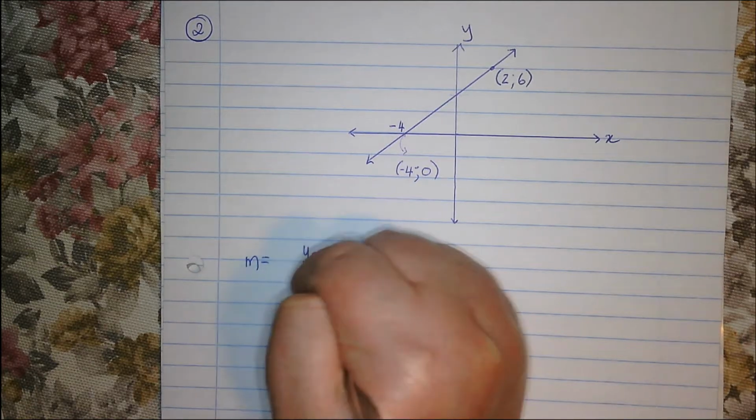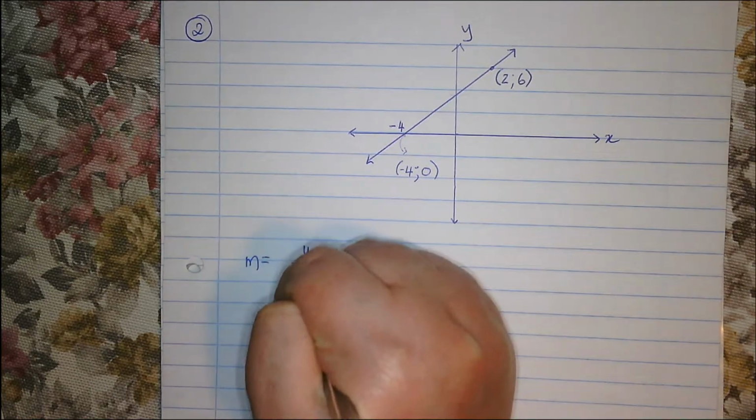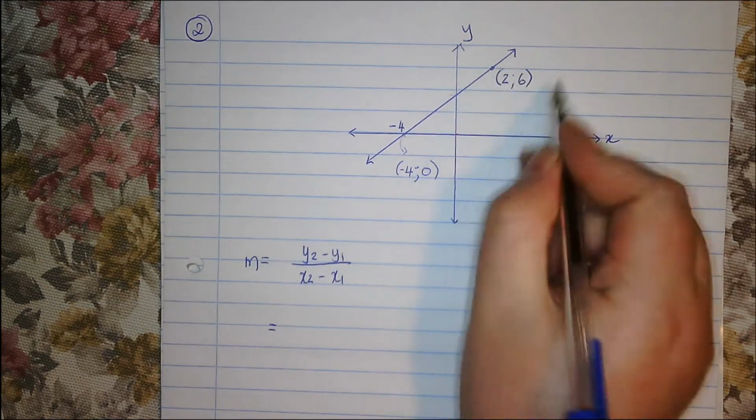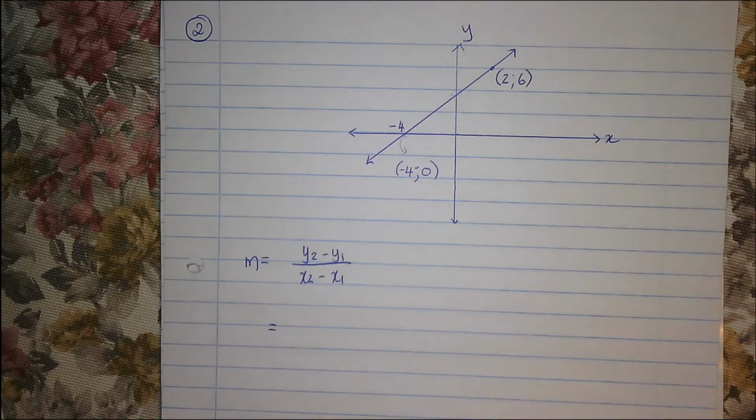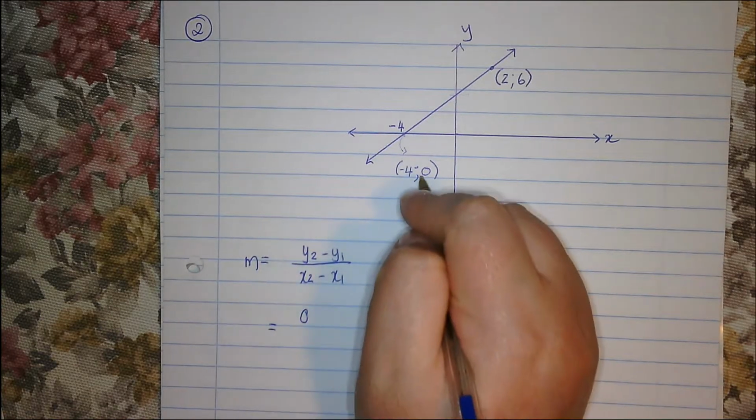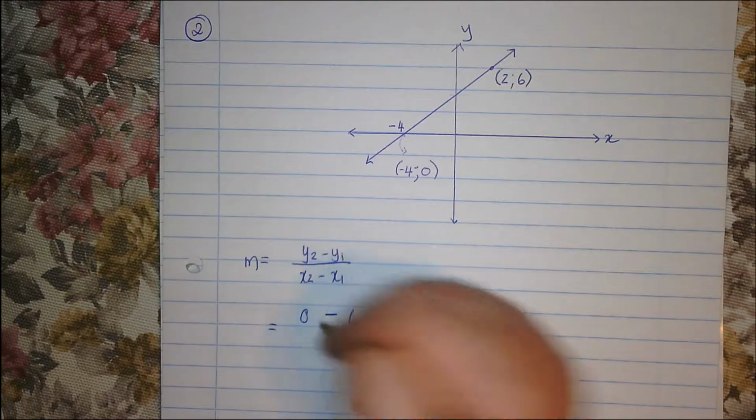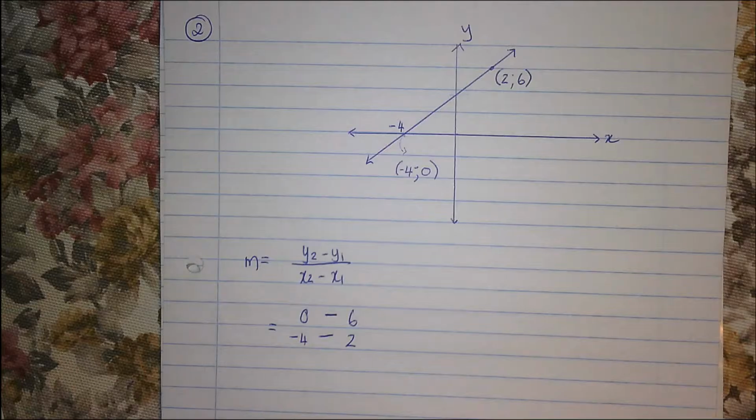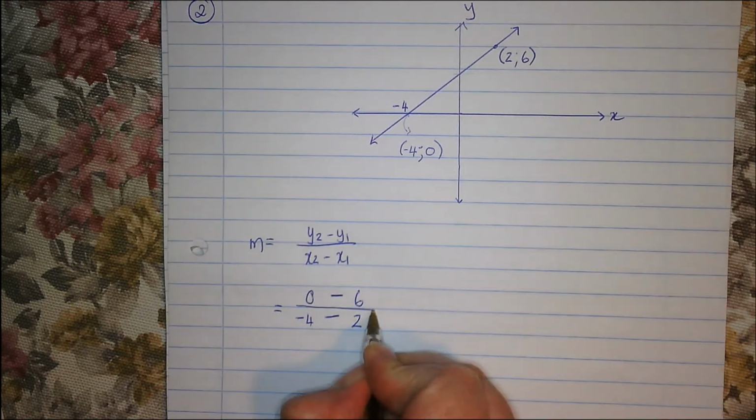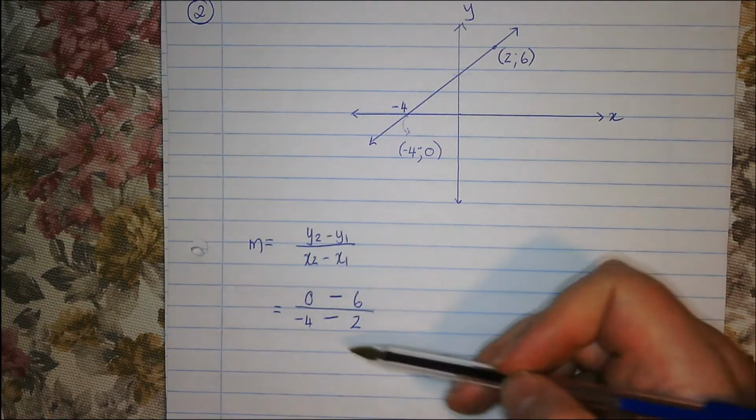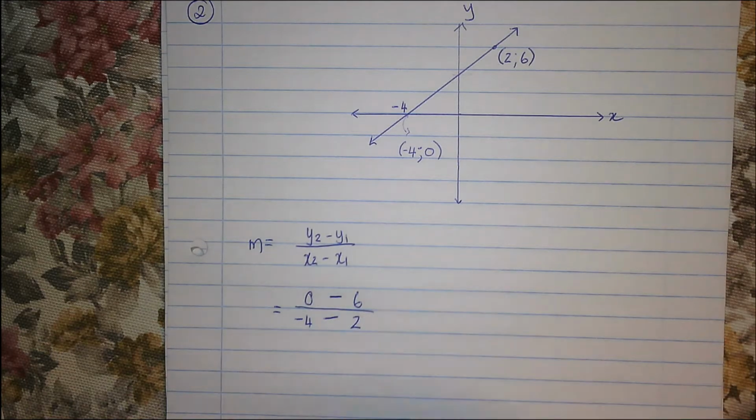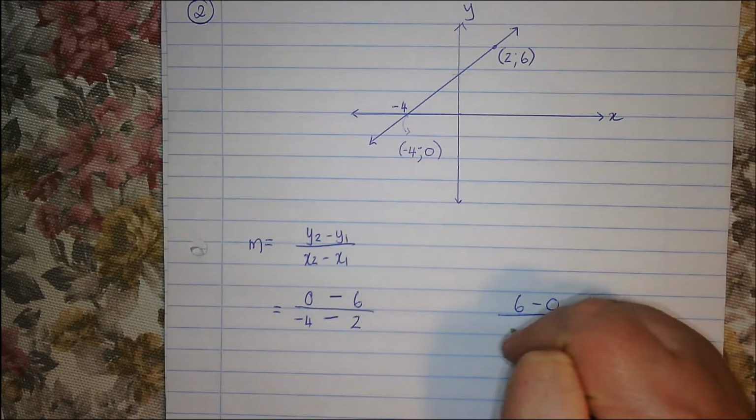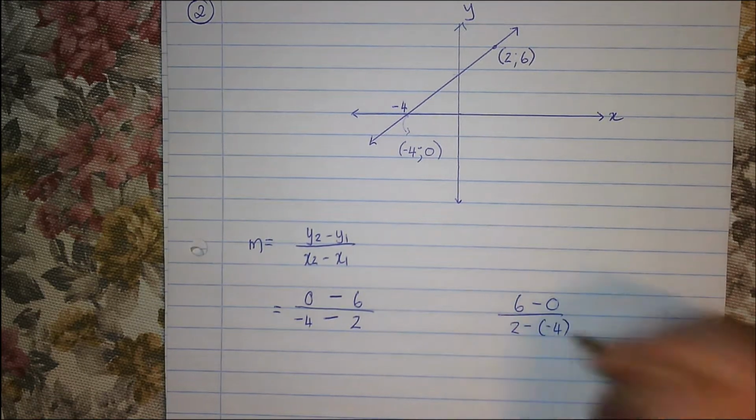So it's change in y over change in x, and it really doesn't matter which one you start with. I'm going to start with the negative one just to see what I do. 0 and 6, and there's a minus in the middle, and negative 4 and 2. The reason that I decided to start with a negative one is so that I don't have a negative negative, but you will get the same answer if you do. So this is 6 minus 0, and 2 minus negative 4, and it will give you the same answer.